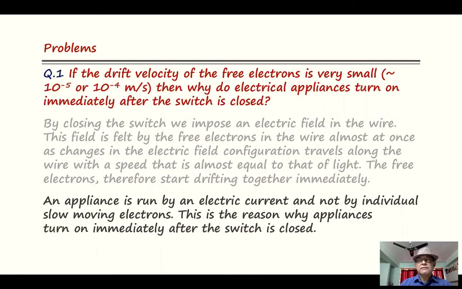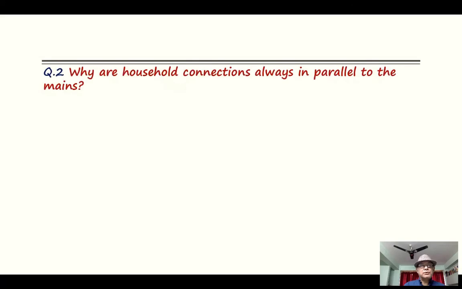This is the reason why appliances turn on immediately after the switch is closed. Question 2. Why are household connections always in parallel to the mains?